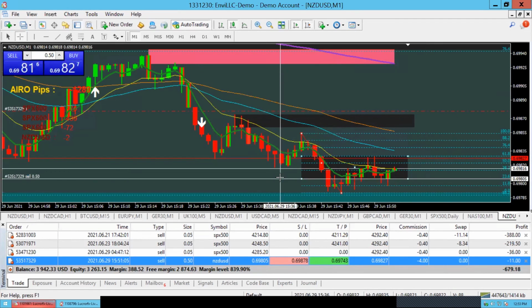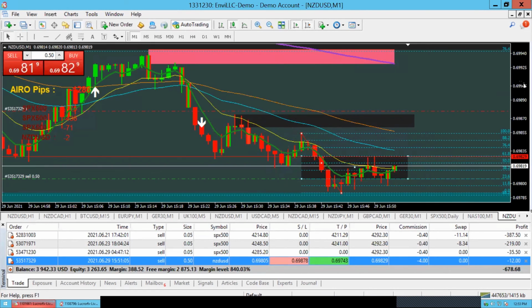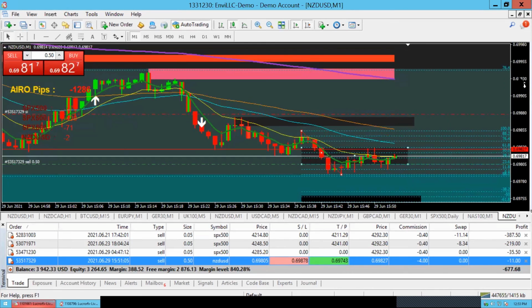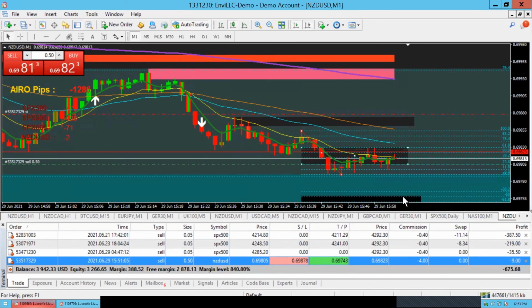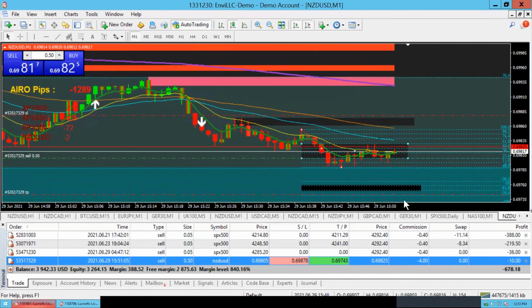Here was the entry. My stop right now, I'm at a 7 pip stop. So I have a 7 pip stop, 7 pip target. Taking a shot at it. You also know that this 20% zone on the higher time frame is a pretty big zone right in here. It's got a lot of room to the downside on this.